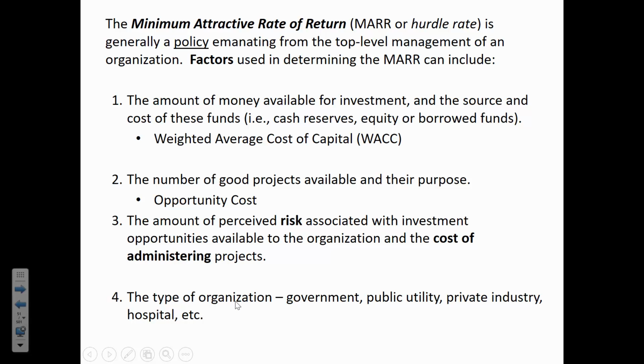And so organization type, you'll notice that later in the semester we're going to do a chapter where we're focusing exclusively on government projects and how to analyze them. And the interest rates will be much lower when we are discounting to the present for public utilities and for municipalities.